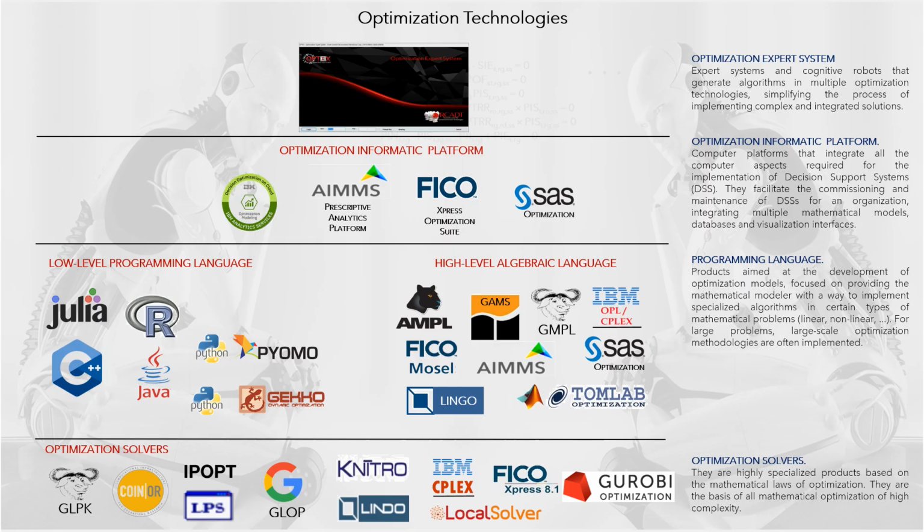Optimization informatic platform, computer platforms that integrate all the computer aspects. Optimization expert system. Artificial intelligence-based platforms. Optex, produced by High, is one example. The last two computer platforms will not be studied in this course.